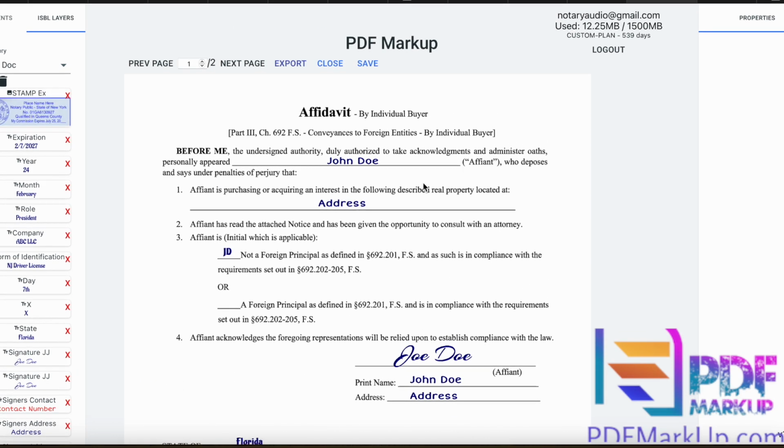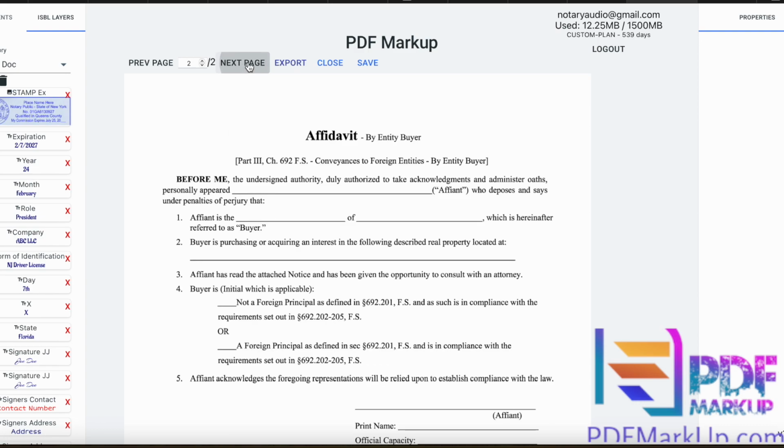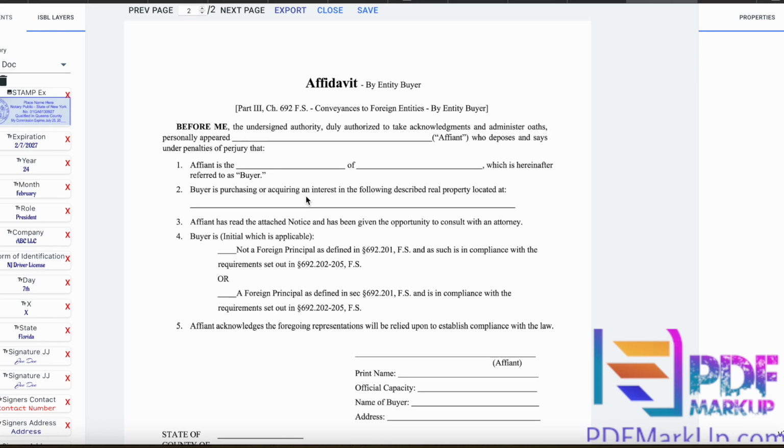Okay? So we're going to go to the next page, which is the affidavit by entity for the buyer. So the other one was for individuals. If you have a business, this is for when the person signing in front of you is signing on behalf of a business. This is the affidavit that they would use. Okay? So let's read this out here.